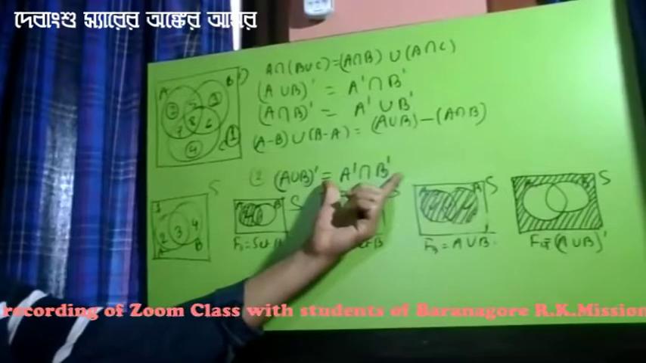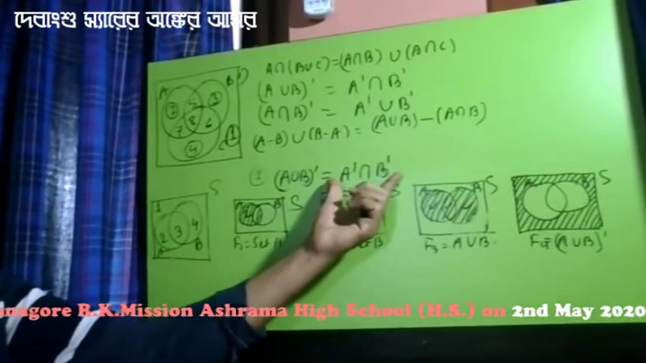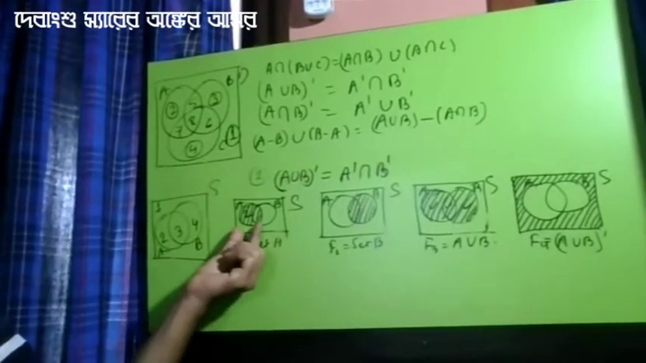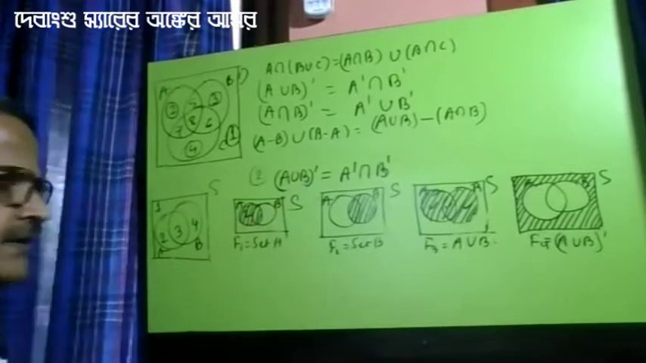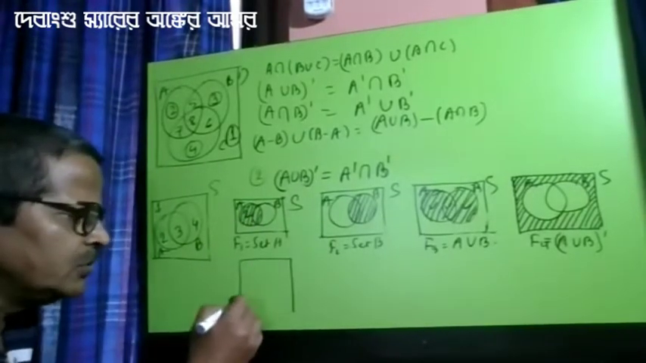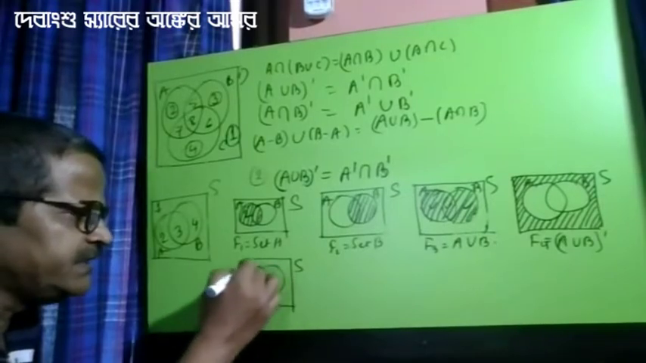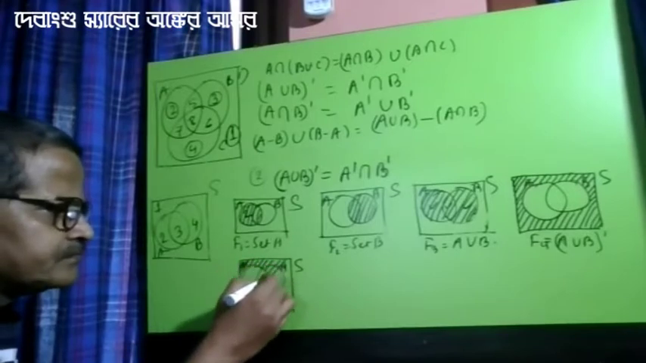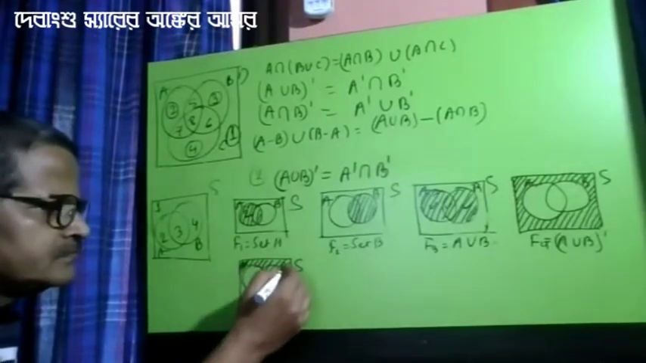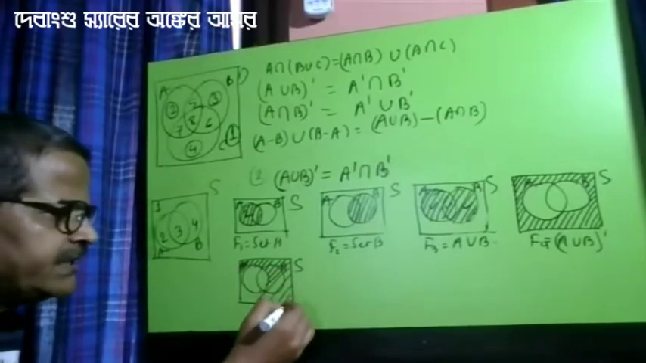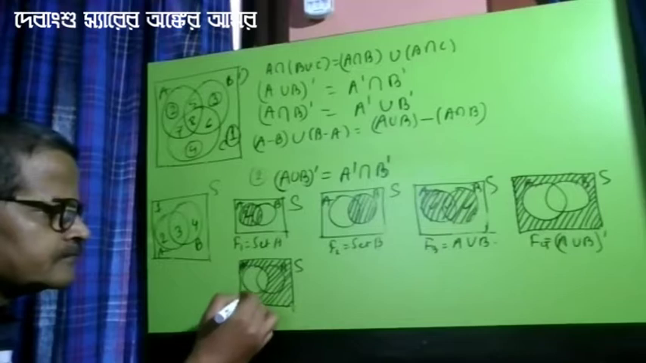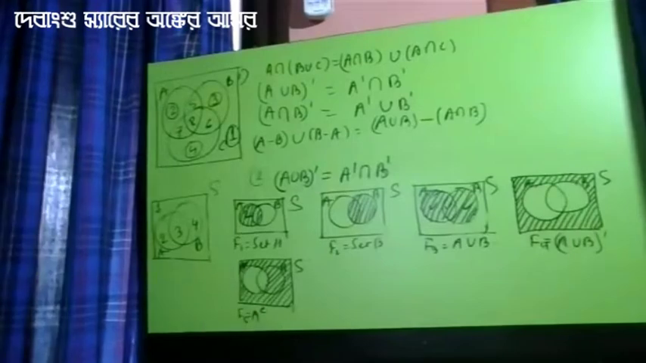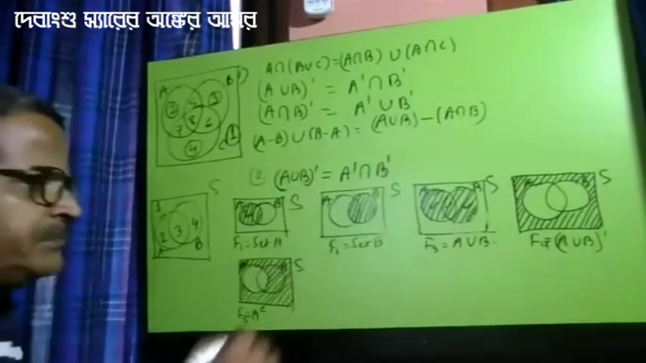Now I have to construct this set. To construct the diagram of this set, first I have to construct the diagram of A complement. A complement means outside the set A, the portion outside set A. This is A, this is B. This is A complement, F5. Next, I have to construct B complement.